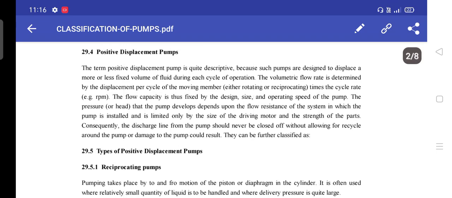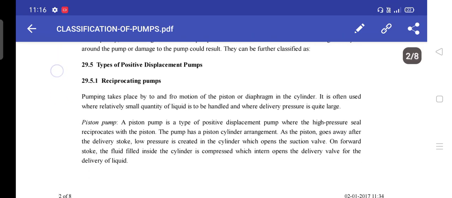They can be further classified into types of positive displacement pumps, that is, reciprocating pumps. The pumping takes place by to-and-fro motion of the piston or diaphragm in the cylinder. It is often used where a relatively small quantity of liquid is to be handled and where delivery pressure is quite large.